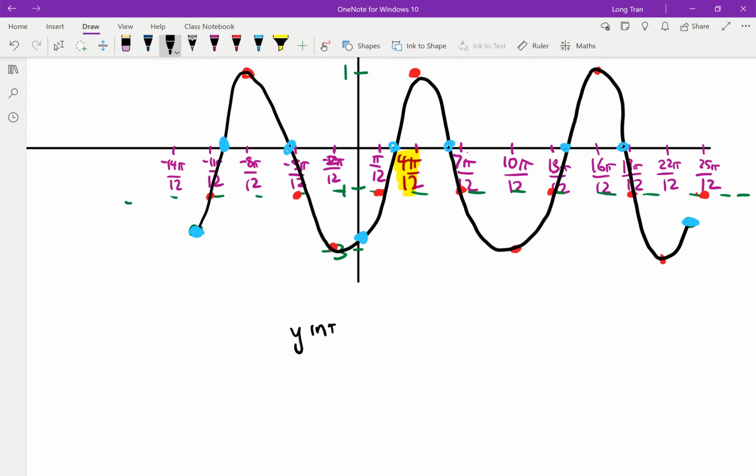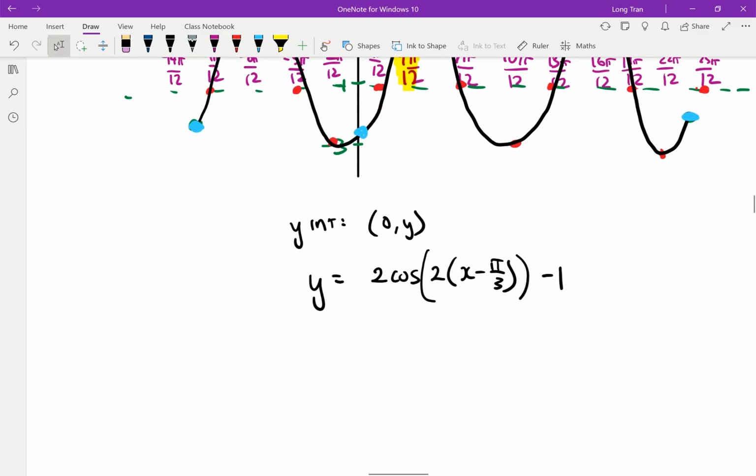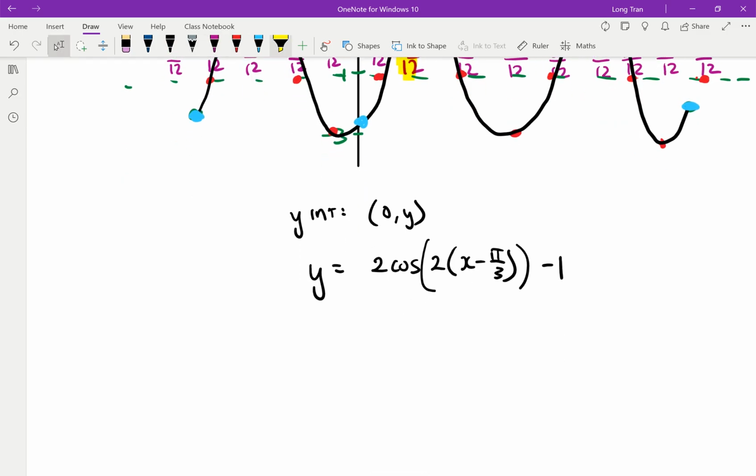Y-intercept is when x is equal to 0, solve for y. My equation was y is equal to 2 cos of 2 bracket x minus pi on 3 minus 1. I'll just put another bracket around that. And so if I let x equal to 0, well then, that's going to be 0 minus pi on 3. So when I multiply them together, I'm going to get y is equal to 2 times cos of negative 2 pi on 3 minus 1.